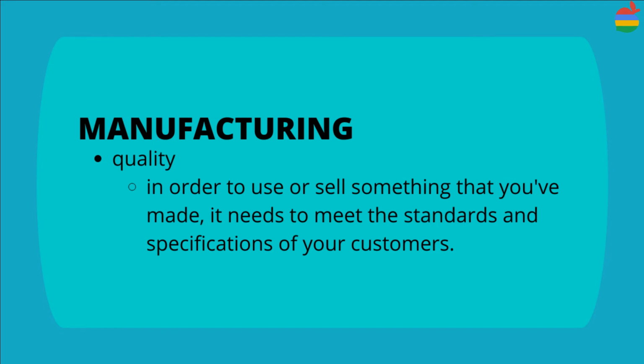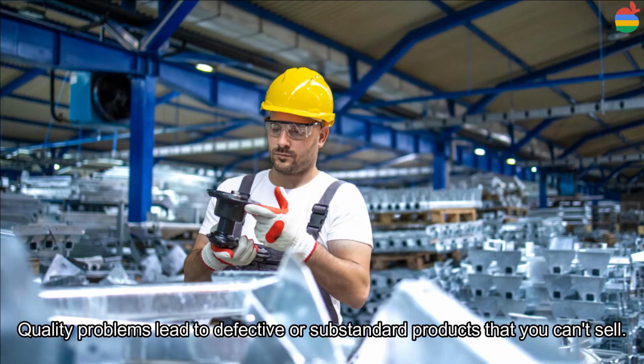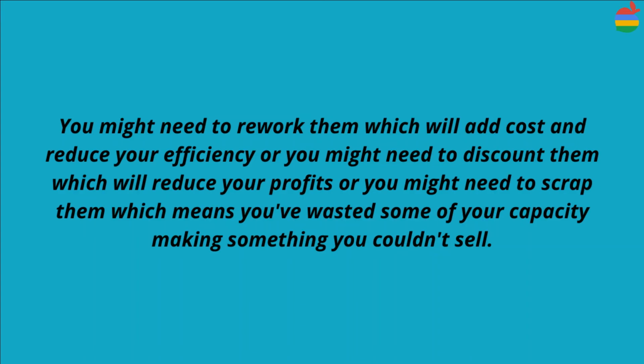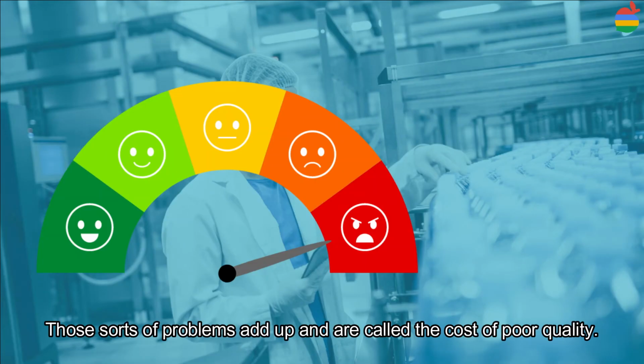In order to use or sell something that you make, it needs to meet the standards and specifications of your customers. Quality problems lead to defective or substandard products that you can't sell. You might need to rework them, which will add cost and reduce your efficiency, or you might need to discount them, which will reduce your profit, or you might need to scrap them, which means you have wasted some of your capacity making something you couldn't sell. Those sorts of problems add up and are called the cost of poor quality.